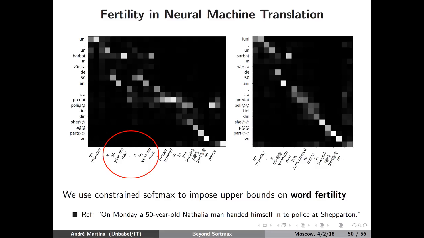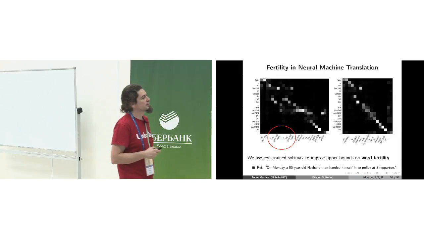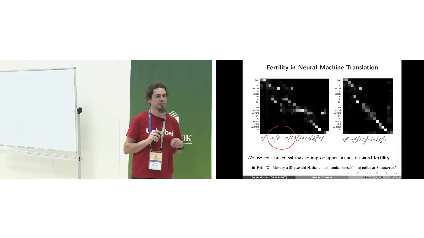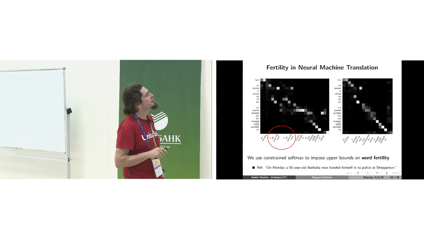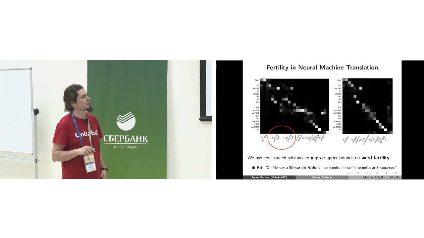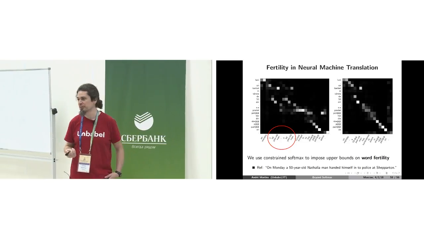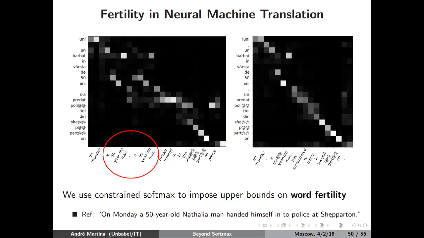So we are also currently trying this out for machine translation as a way of modeling fertility. This is a typical mistake in neural MT systems. Here we are translating from Romanian to English, and you have these repetitions. If you have played with neural MT, you might have seen this kind of thing before. So this is repeating a 50-year-old man twice.